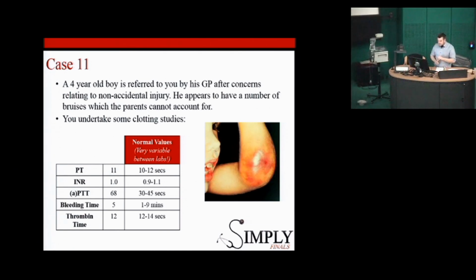So the APTT is markedly raised. What could be the cause here? A haemophilia, absolutely. So as you remember, that's affecting the intrinsic pathway, which the APTT is a measurement of. He's got prolonged APTT, he's of that age, he's got unexplained bruising. A haemophilia would be a very reasonable differential, and then you could do the specific factor assays to try and find all the genetic studies.